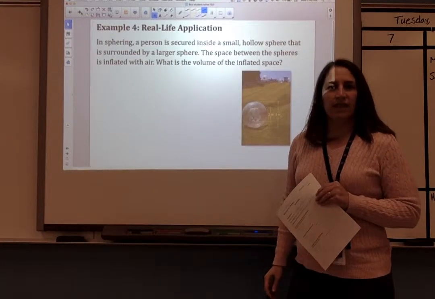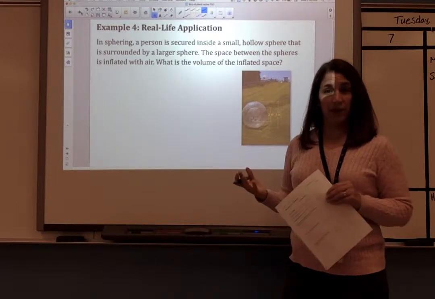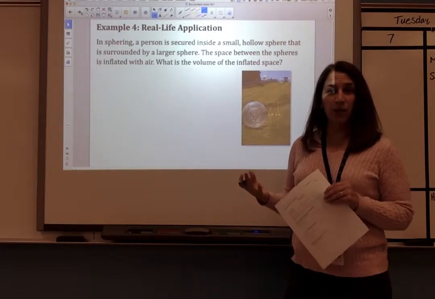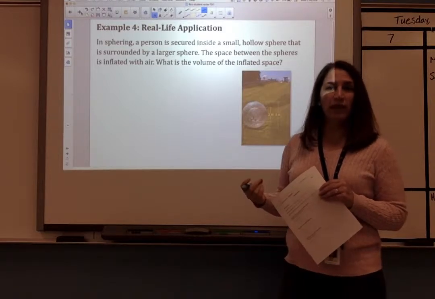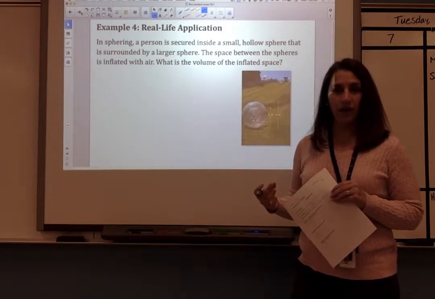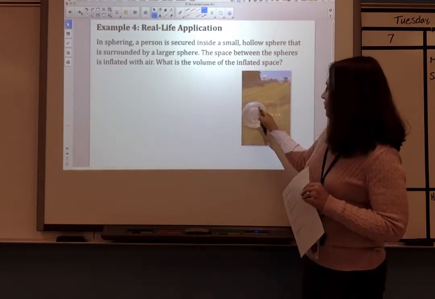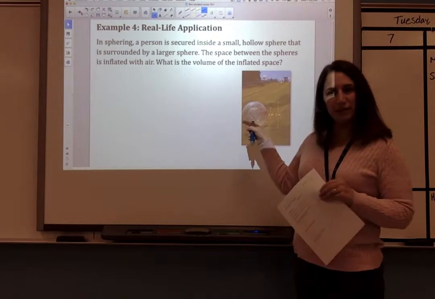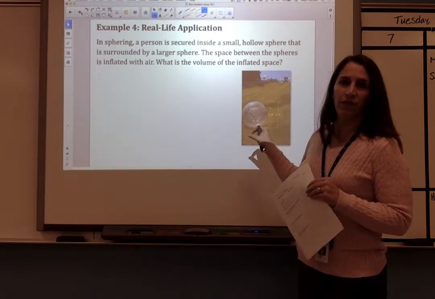Here we have this sphere, and it says that in the sport of sphering, a person is secured inside a small hollow sphere that's surrounded by a larger sphere. The space between the spheres is inflated with air. What's the volume of the inflated space? So we kind of have this outer circle and the inner circle. The person's inside the inner circle, and then this middle circle is what's filled up with air.